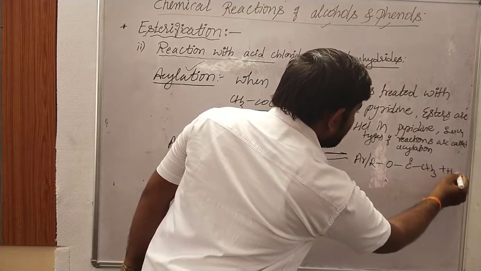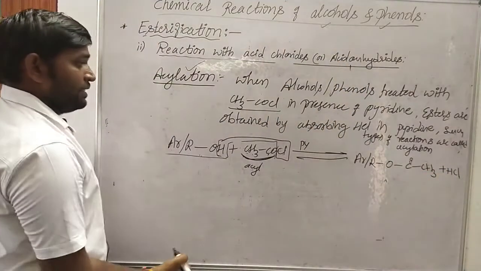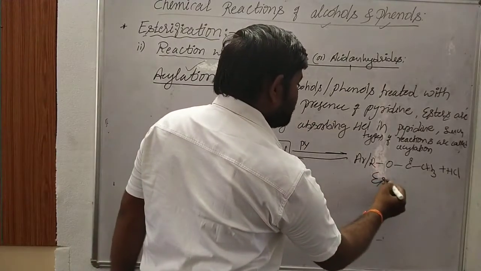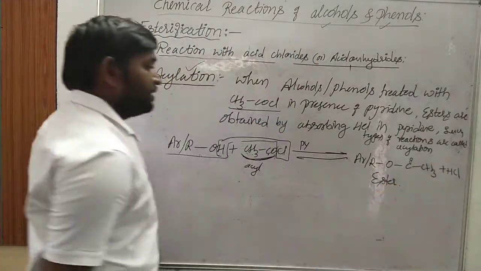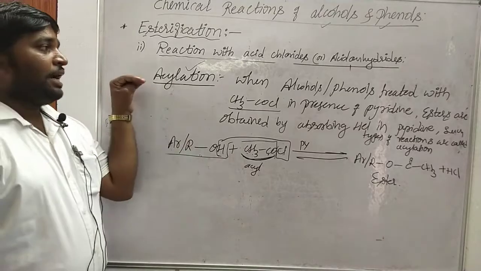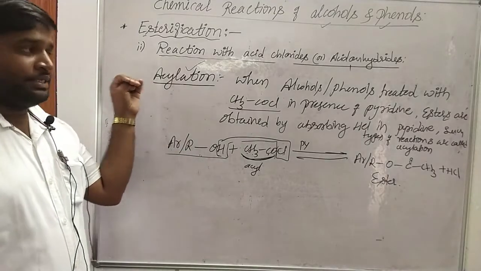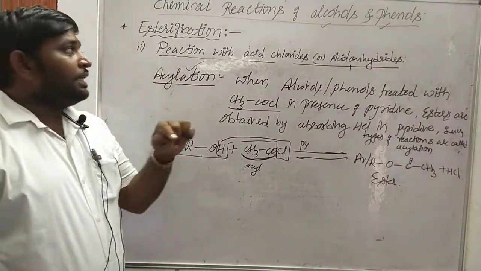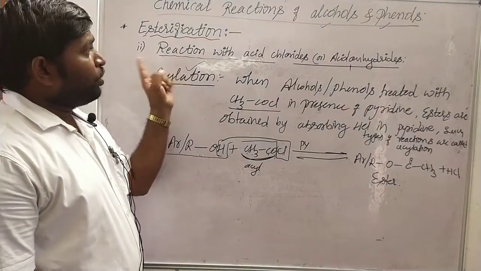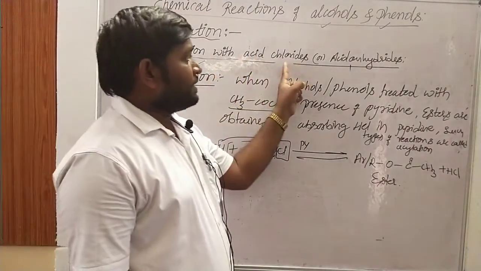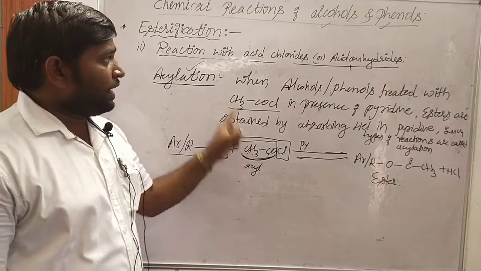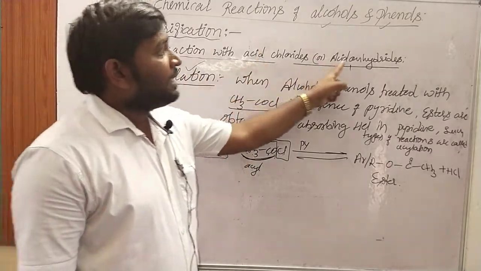So what is going to be liberated? HCl gas is going to be liberated. So this is also called an ester. These reactions are called acylation reactions, we can say. So lastly, reaction with acid chloride is over. This is nothing but acid chloride. Next is reaction with acid anhydrides.